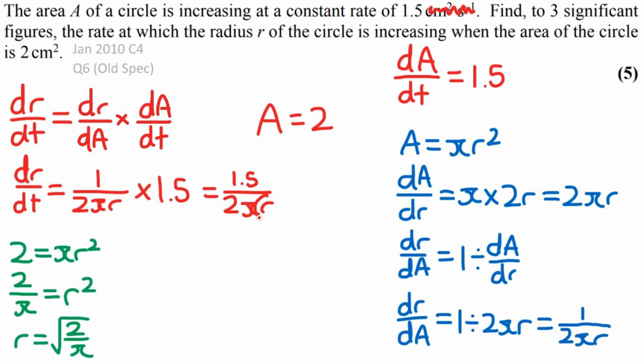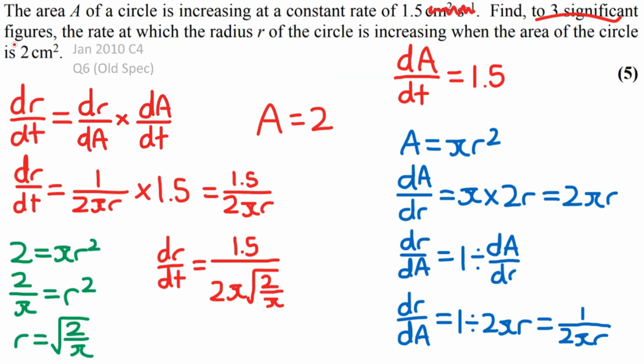So therefore if we sub this in as r, we get dr over dt is equal to 1.5 over 2 pi times the square root of 2 over pi, and it wants it to 3 significant figures. So if you put this into your calculator to 3 significant figures, this is 0.299.